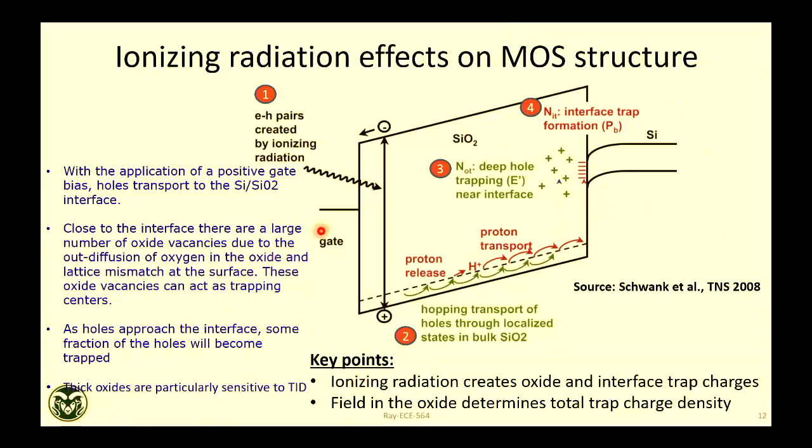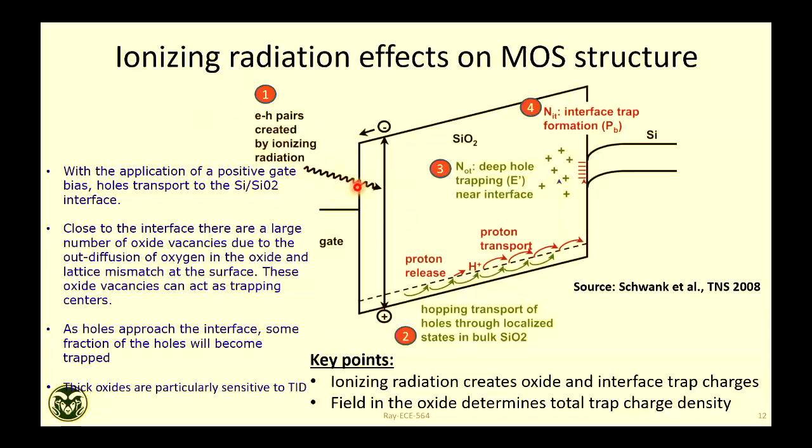Now, typically, you apply a positive gate voltage, so there's an electric field. Electrons will move toward the positive gate terminal, whereas holes will move the opposite way. The electric field direction is gate to silicon, so holes will move along the direction of the electric field, whereas electrons will move opposite to it. So the number one process in these radiation effects is electron-hole pair generation.